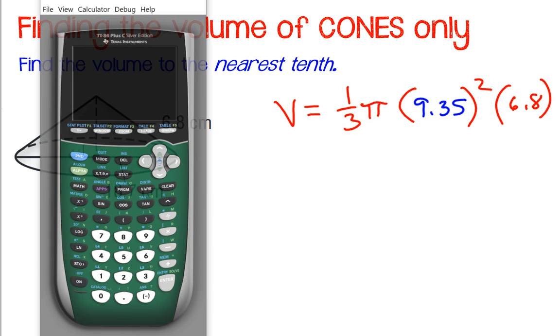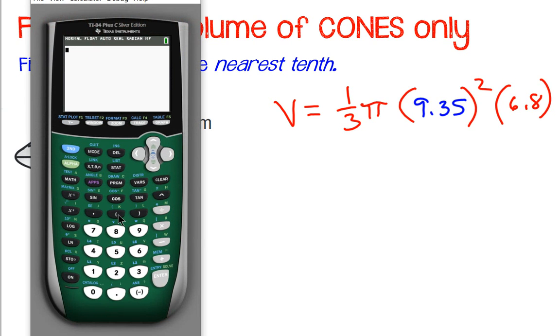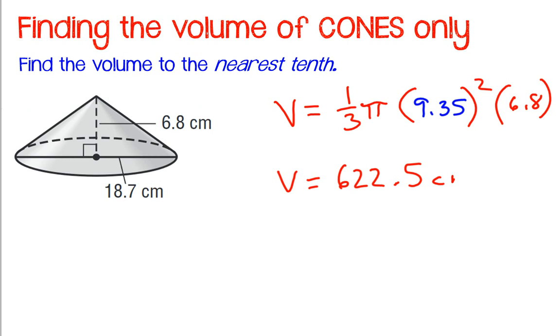Turn that calculator back on. 1/3, 1 divided by 3, close the parentheses, times pi, times 9.35 squared, times 6.8. Round to the nearest tenth. Centimeters cubed.